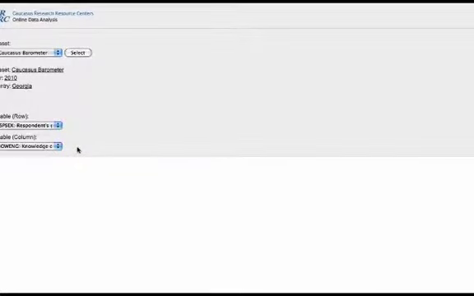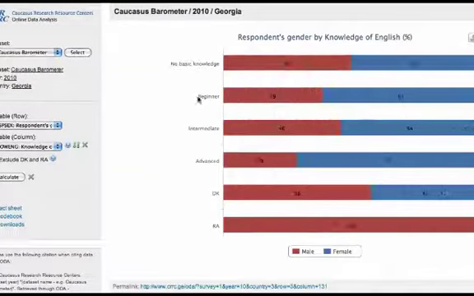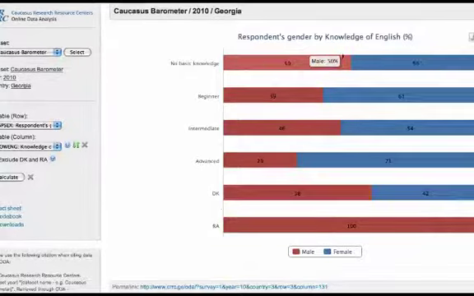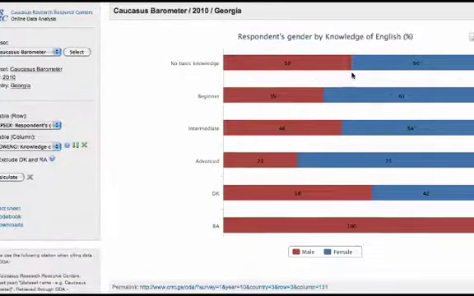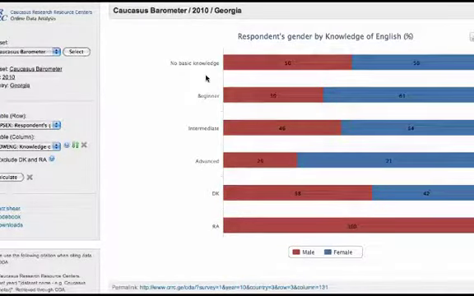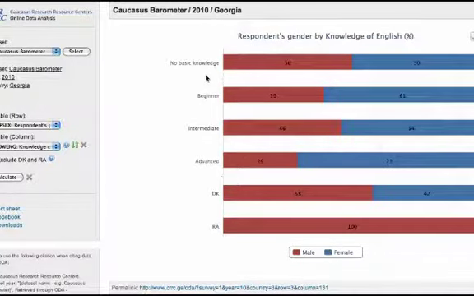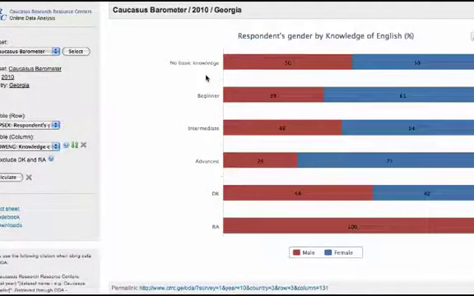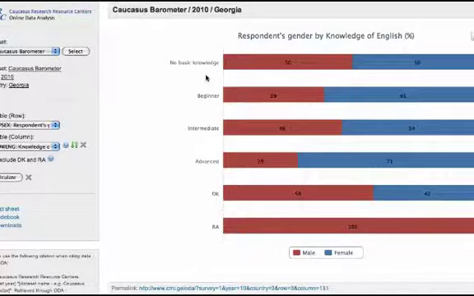row and the knowledge in the column, and we get this, which can be very confusing, because this says no basic knowledge, 50% male, 50% female. But that's not actually what we want. That's saying that 50% of the people that said they had no basic knowledge were male, and 50% of the people that said they had no basic knowledge were female.